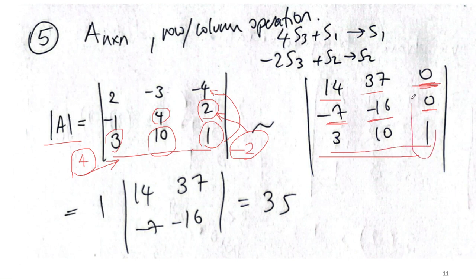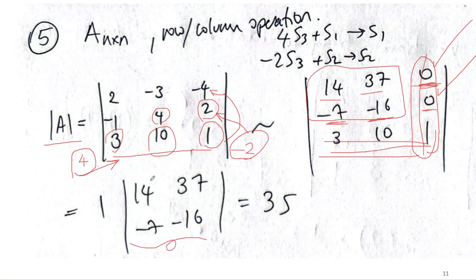Now I can use this column to calculate the determinant, but these two terms are 0, so they are automatically 0. I don't need to evaluate. And for the last term, I cross these out and consider the submatrix here. This is the submatrix times the coefficient equals to 1 here. And you can multiply these cross terms and then minus 37 times minus 7. This gives us 35 as the result of this calculation.